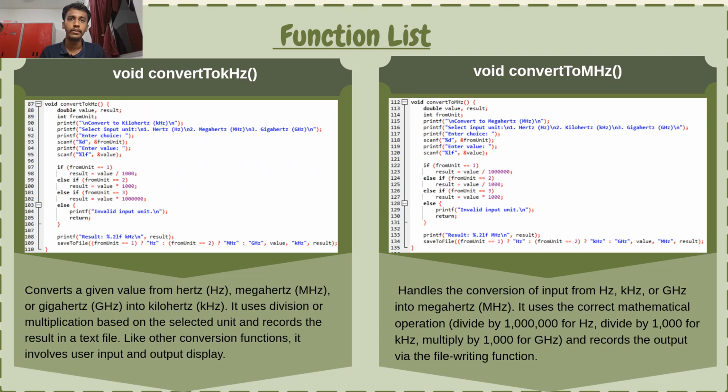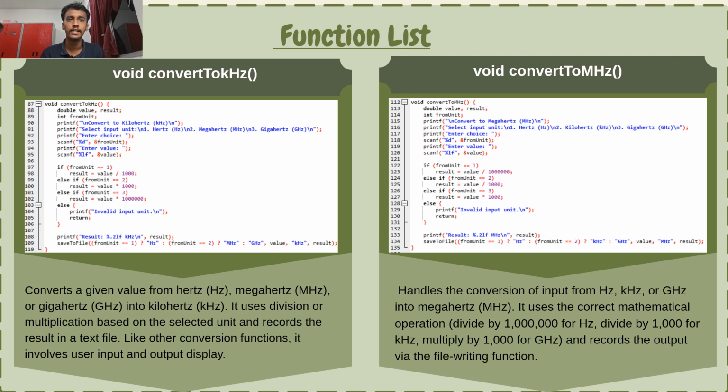For the next slide, we have two more conversion functions. On the left is convert to kilohertz. If you look at the code, the user is asked to choose the input unit, then enter a value. The program does simple math, either dividing or multiplying, to convert the value into kilohertz.